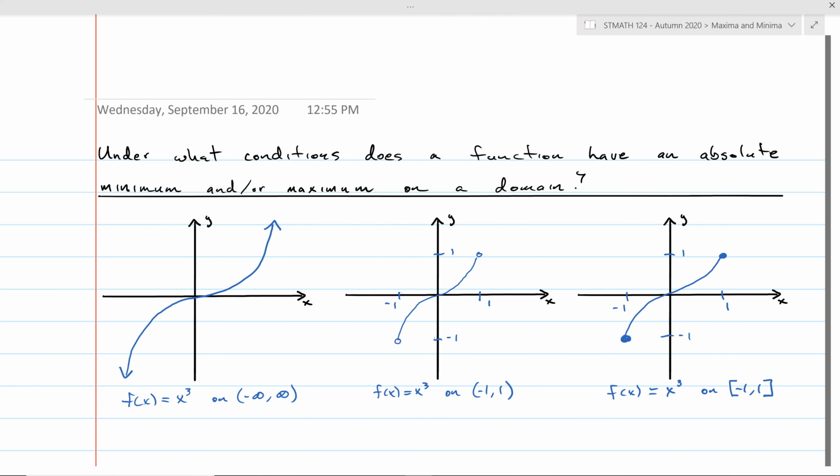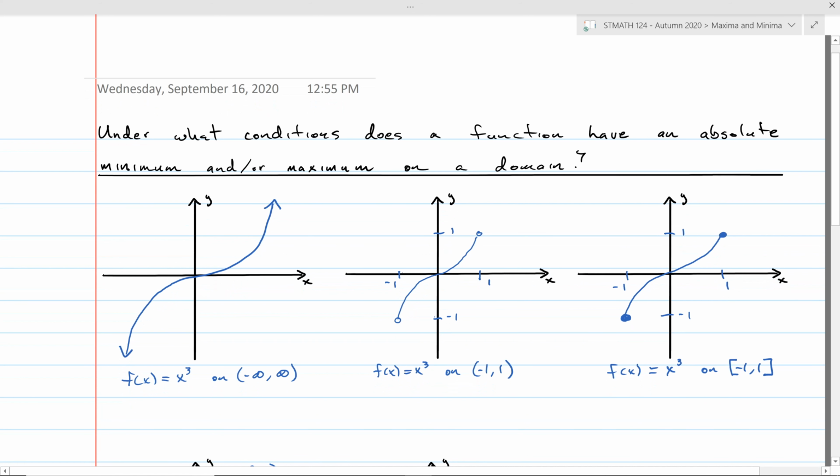Okay, the next question I want to consider is, how do I know when a function even has an absolute minimum or maximum on its domain? So I want to consider several different scenarios and try to see if we can get some clues about that sort of question. So consider that first graph there on the left. We've got f of x equals x cubed on its entire natural domain of -infinity to +infinity. Well, you can see that there's no absolute min or maximum, right? Because it goes up to infinity on the right-hand side and goes down to -infinity on the left-hand side.